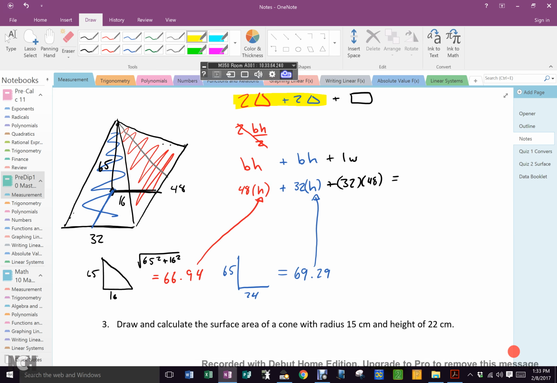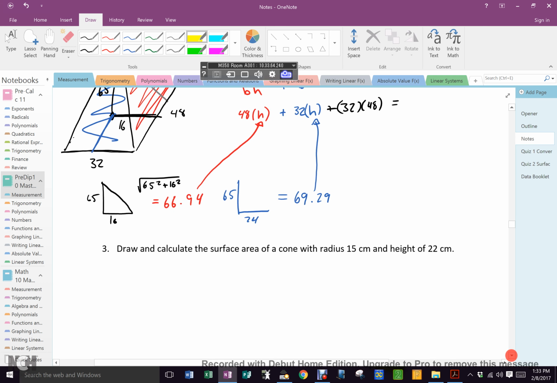Everybody cool? You're going to get practice with it. Stay calm. The point of it all is don't forget Pythagoras. If you need up the side of anything that's a peak, you're going to need Pythagoras. Okay? All right. So let's look at the next question.